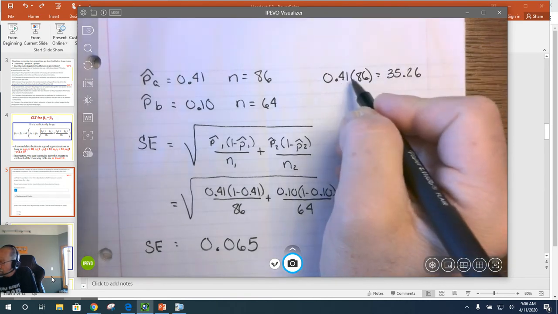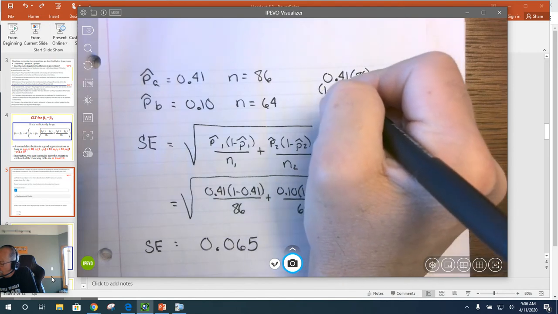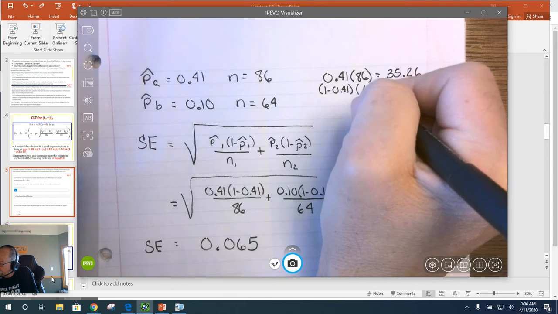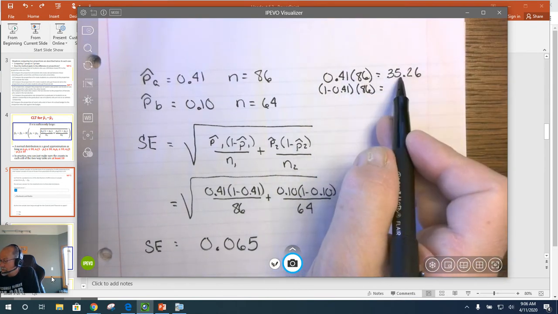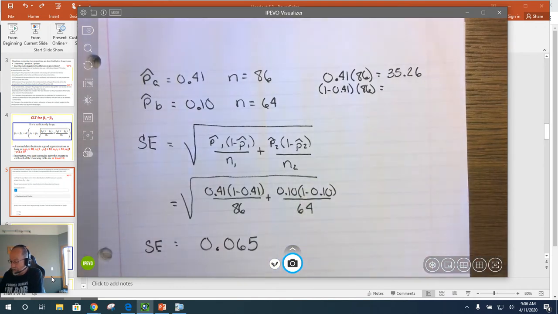Now remember, though, that this 0.41, its counterpart also has to be multiplied against 86. Well, if 41% was greater for 86, then 1 minus 0.41 is also going to be greater because it's a greater percent, if you will.